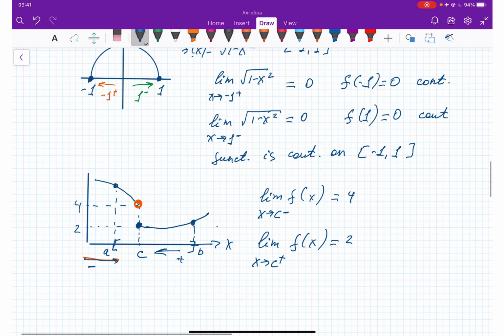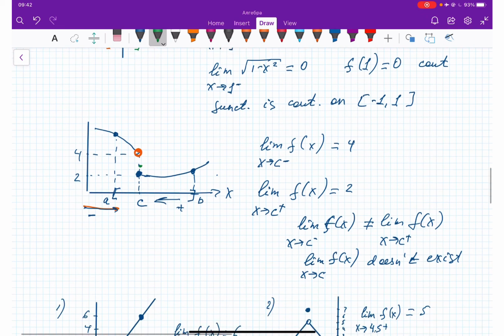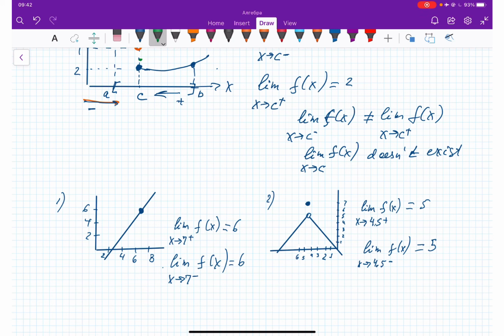So the limit of f of x, where x approaches c from the negative side, does not equal the limit of f of x, where x approaches c from the positive side. Therefore, it's not continuous. Also, because the limit of f of x at the point of c does not exist, because the y doesn't exist. If I take the point here, there is no value, there is no graph there, right? All right, said that, now let's move on with more practice cases.